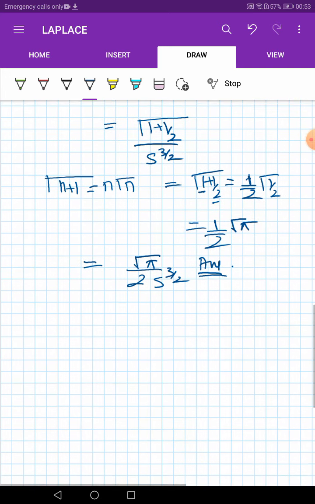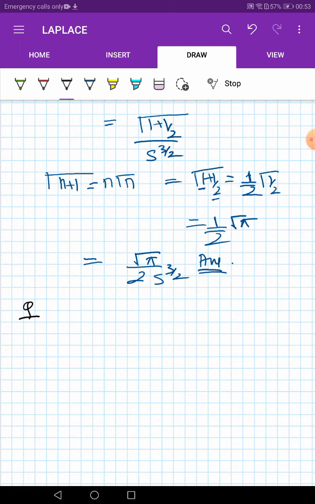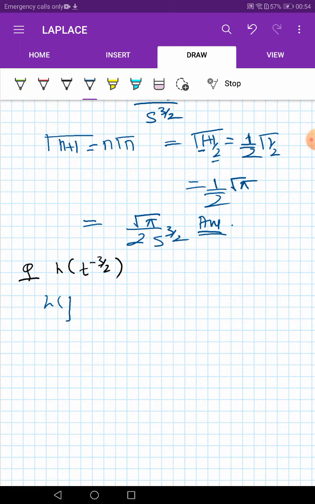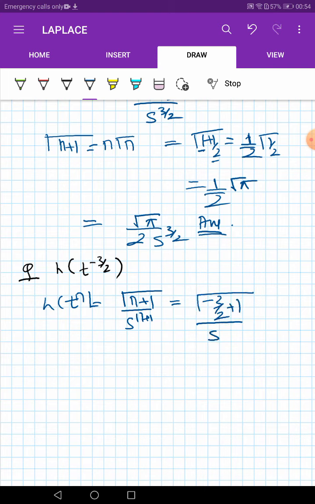Okay, now let us solve one more problem. The question is to find the Laplace function of t power minus 3 by 2. This problem is similar to the above problem that we have solved. We know that L of t power n is equal to gamma n plus 1 upon s power n plus 1. What is the value of n? n is equal to minus 3 by 2. So gamma of minus 3 by 2 plus 1 divided by s power minus 3 by 2 plus 1.